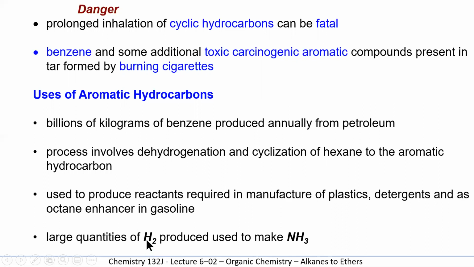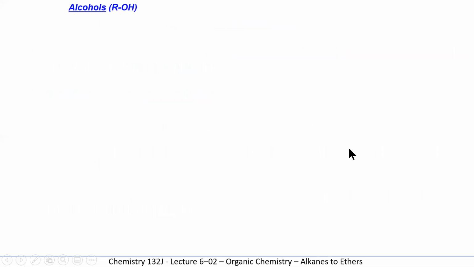And we can also take hydrogen from these compounds and use it to make ammonia in large quantities. We take nitrogen out of the air, we take hydrogen from petrochemicals, and we can make ammonia. One of the most widely carried out reactions on the planet. So we're going to start now on alcohols.